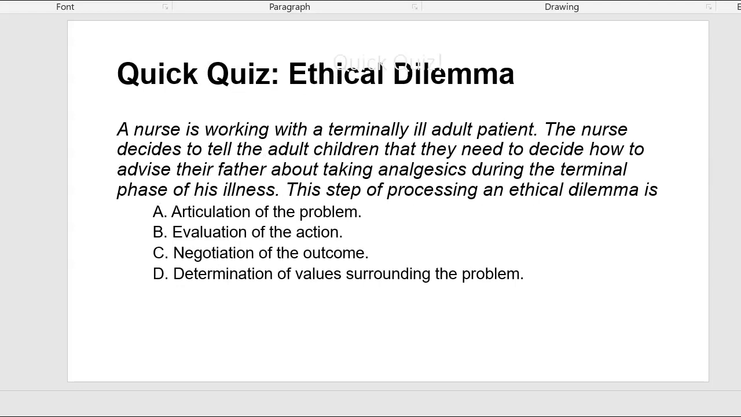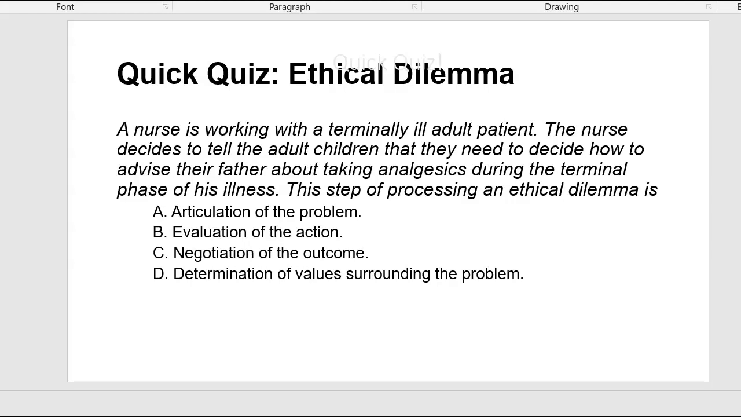So the question is, what do you do? What do you do when you come to an ethical dilemma and something you're not sure about? We know that ethical dilemmas cause distress for patients and caregivers. Ethical dilemmas exist when the right thing to do is not clear or when members of the healthcare team cannot agree on what is right.